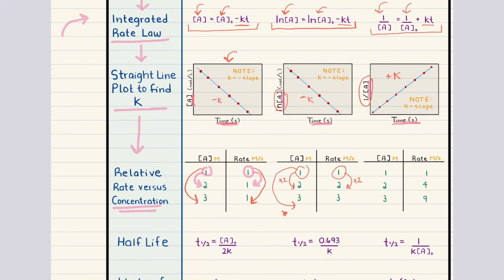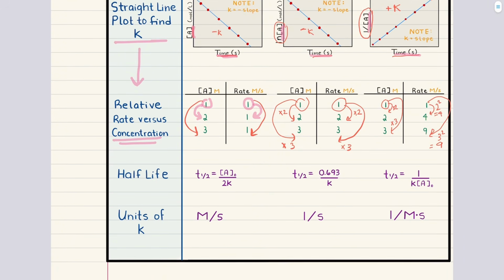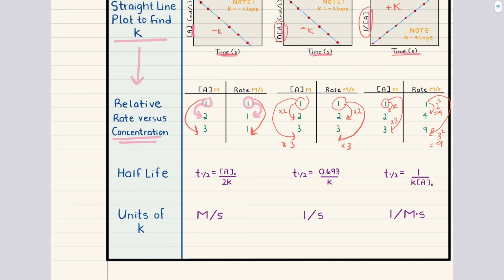You triple the concentration, you triple the rate. In a second-order reaction, the rate changes with the square of the concentration. So if you double the concentration, the rate increases by 2 squared, or it quadruples. If you triple the concentration, then the rate increases by 3 squared, so it increases by a factor of 9. And this behavior helps us interpret data tables and determine reaction orders by comparing how the rate changes between trials.